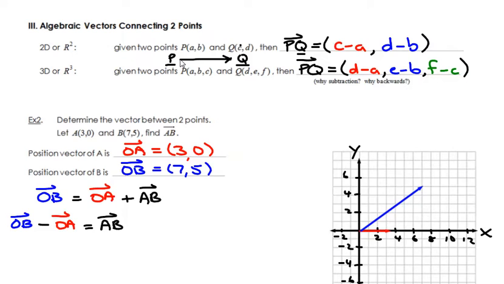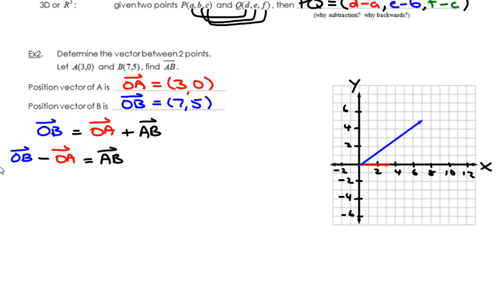So C is going to subtract A in order to get your x component. D is going to subtract B. So you're going to start with the Q point minus the P point, and that's going to give you your next component. Same thing if you have it in 3 dimensions. So Q minus P, Q minus P, Q minus P. And you're going to ask, well, why subtraction? Why do we do it backwards? Let me show you through this example.